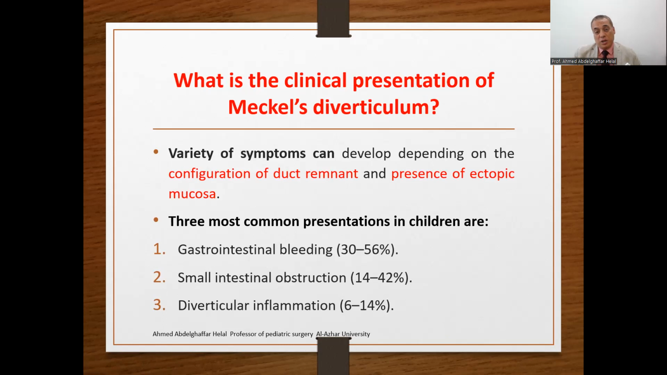What is the clinical presentation of Meckel diverticulum? Number one, a variety of symptoms can develop depending on the configuration of the duct remnant: isolated Meckel, Meckel with a band, Meckel containing ectopic gastric mucosa, and the presence of ectopic mucosa. So the configuration and the presence of ectopic mucosa will determine the presentation of the child. However, the 3 most common presentations are: number 1, gastrointestinal bleeding; number 2, small intestinal obstruction; number 3, diverticular inflammation, acute Meckel diverticulitis, and acute abdomen.